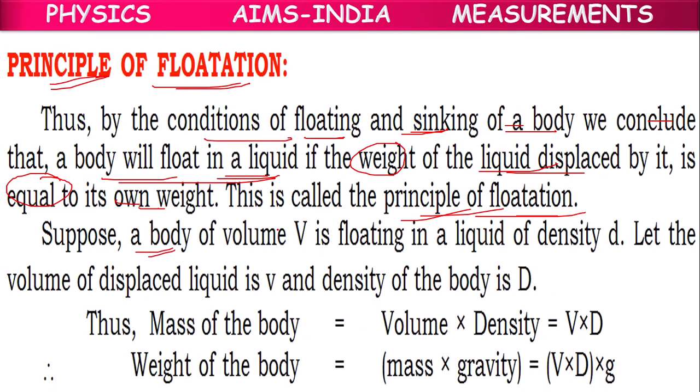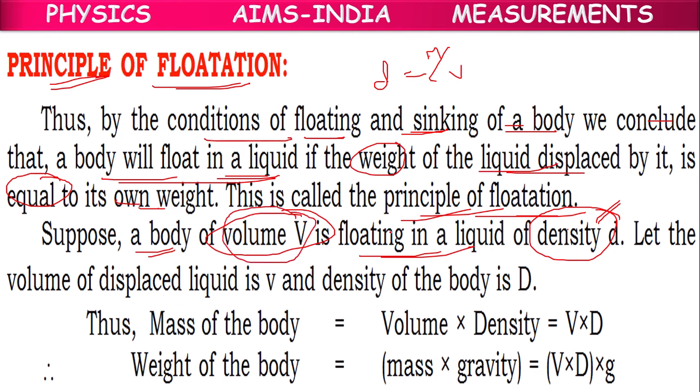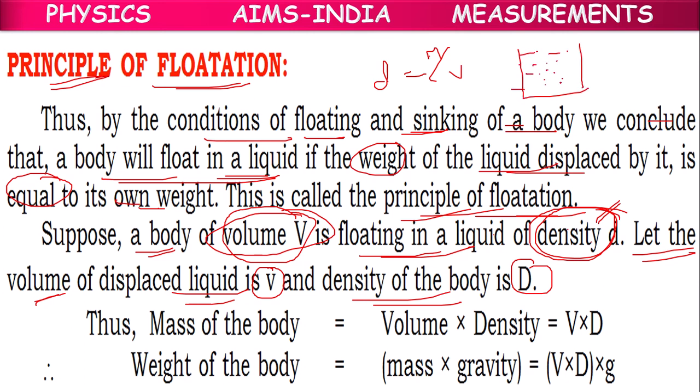Suppose a body of volume V is floating in a liquid of density D. In yesterday's class we said density means mass by volume, mass per unit volume. Let the volume of displaced liquid be small v, and the density of the body be capital D. Because if we keep a body of volume V into the liquid, some amount of liquid will be displaced outside. Let it be small v.